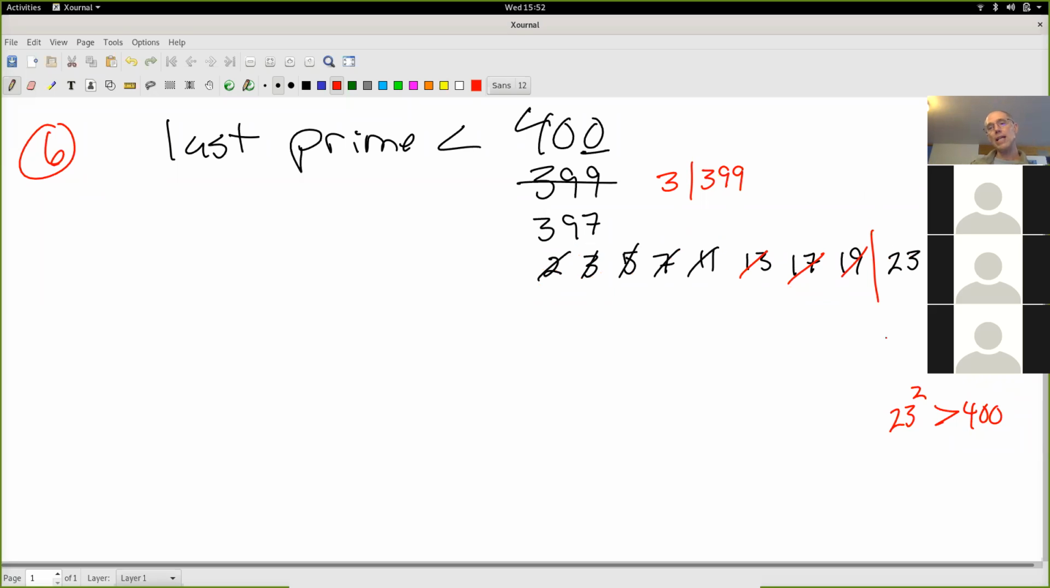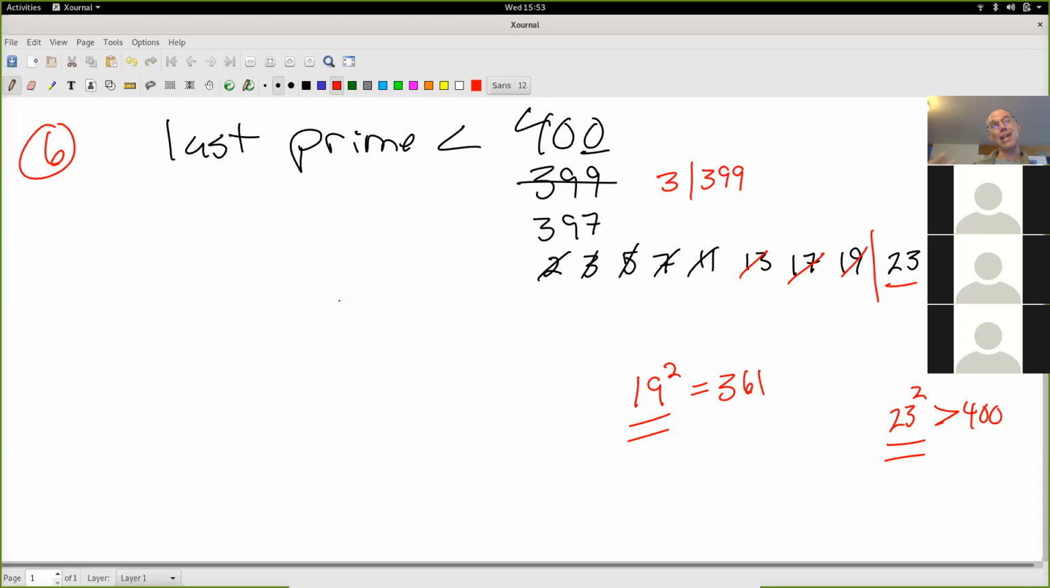Notice I drew a line here at 19 and I didn't check 23. The reason is 19 squared is 361. 23 squared is greater than 400. So it turns out 23 is a little farther than I need to go, but I have to definitely go up to 19.